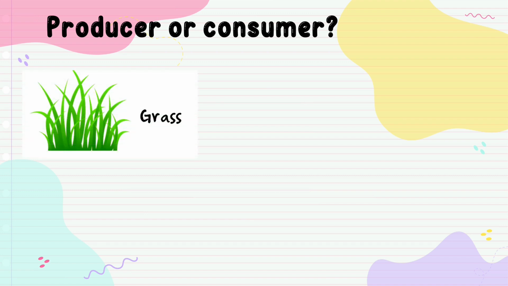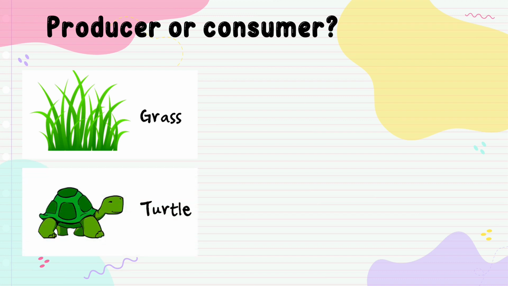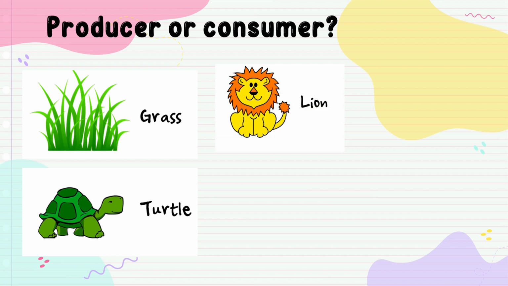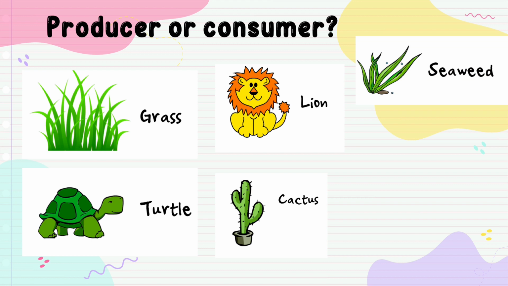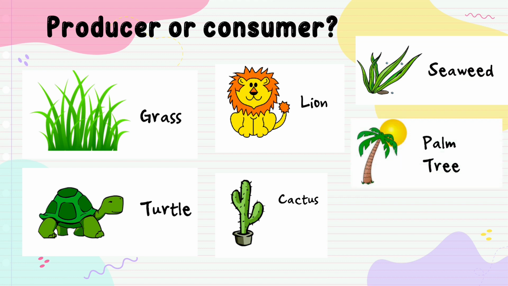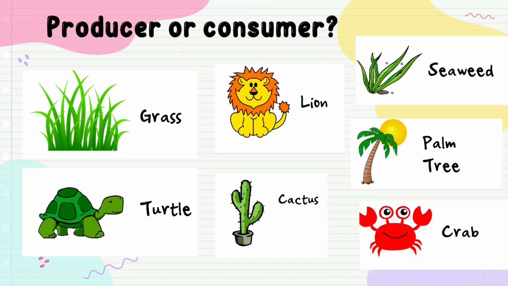Grass. Yes, it is a producer. What about turtle? It is a consumer. Lion? Yes, consumer. What about cactus? It's a producer. What about seaweed? It's producer. And palm tree? Also producer. What about crab? It's a consumer. Very good. So you know very well, right?